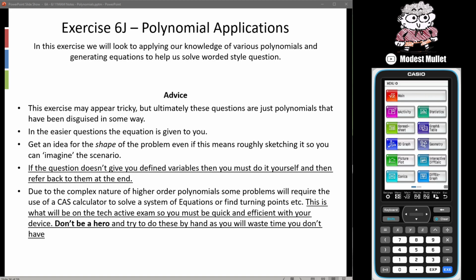And I can't stress this enough, don't be a hero and try and do that by hand. I'll talk about it in all these examples going through the rest of this exercise, it's all tech active. Let's just set it in stone for now.